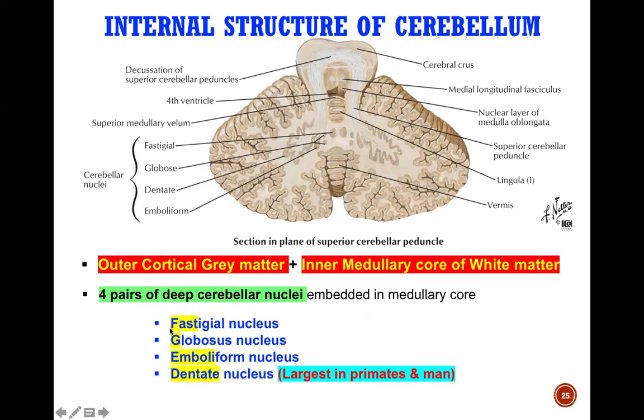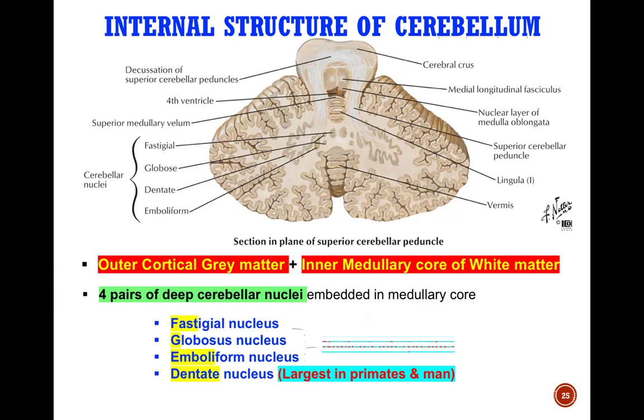If someone asks you about the nuclei of the cerebellum, we always write: fastigial, globose, emboliform, dentate. Just remember it somewhat like this: F, G, E, D. F means fastigial, G means globose, E means emboliform, and D means dentate. The dentate nucleus is well developed and largest in primates and man. In human beings, it is the largest nucleus present.